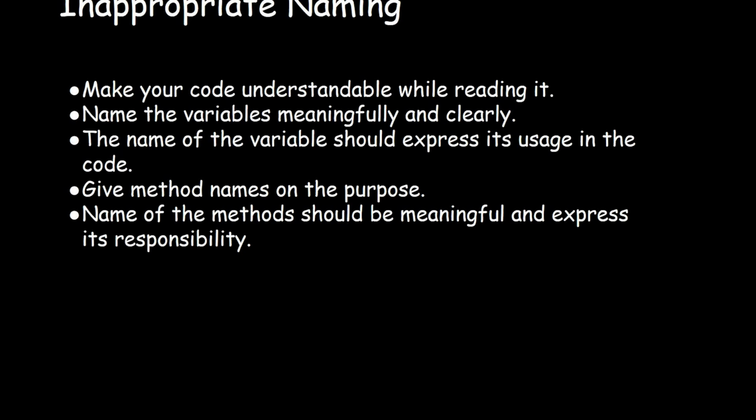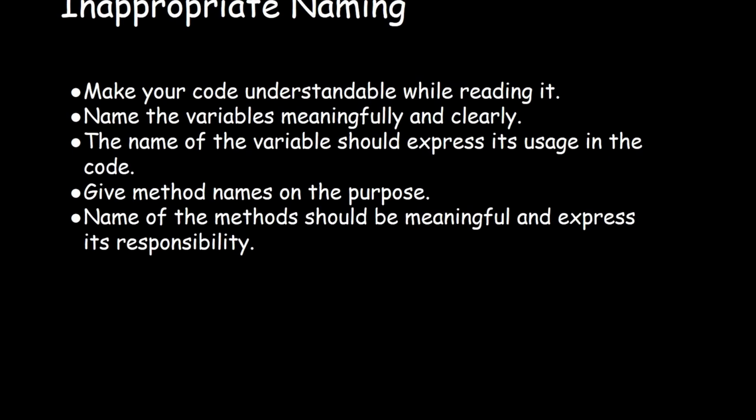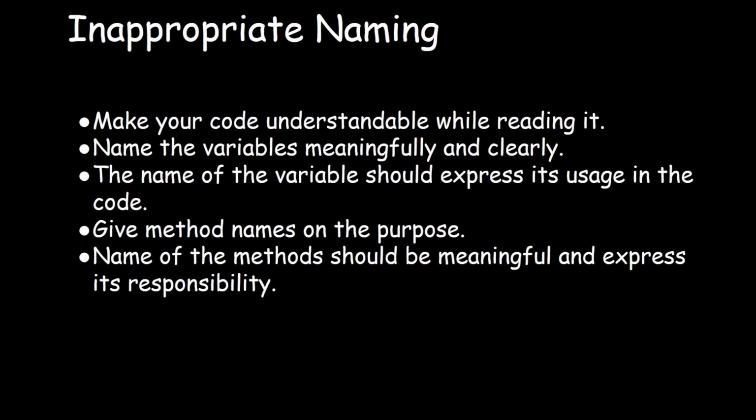Yes, we have done it. Give method names based on the purpose. Yes, because getArea and getCircleArea, definitely getCircleArea is more appropriate than getArea. So when you call a method, you easily understand what I'm trying to do and what I'm getting as the output. So getCircleArea is much better than the getArea method. The name of a method should be meaningful and express its responsibility. This is what I'm saying.